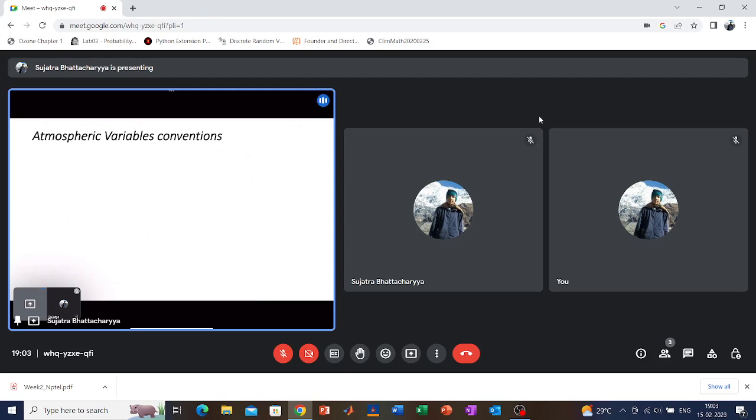There are three directions mostly in the earth system sciences. One is the zonal direction, another is the meridional direction, and another is the vertical direction. Now, the conventions are that the zonal direction is nothing but east-west. East-west direction is the zonal direction. Meridional direction is north-south.